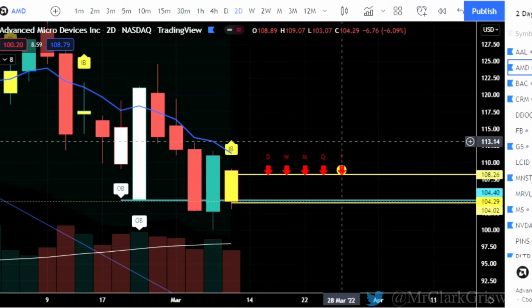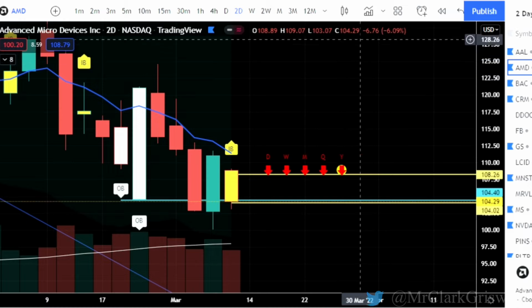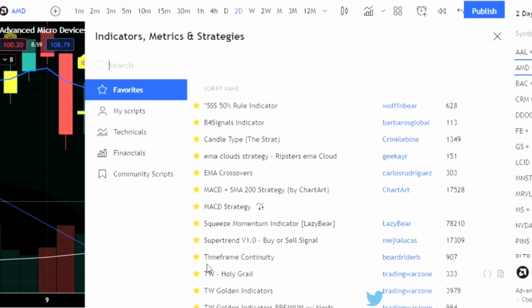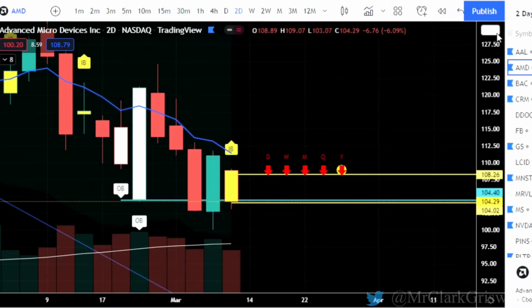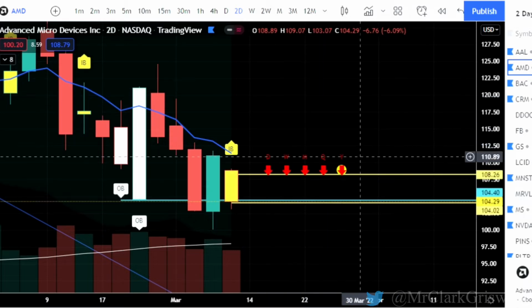If you notice, we have full time frame continuity. Day, week, month, quarterly, and yearly are all red. If you're looking for that indicator, you can go into indicators and type in time frame continuity, and it's by Board Rider B. There are a bunch of different ones out there, but this is the one that I like to use.